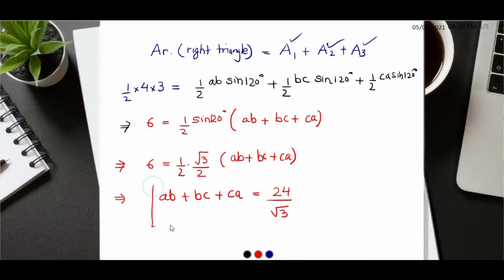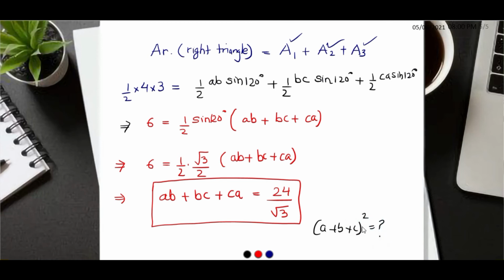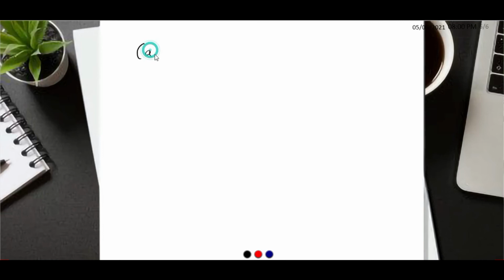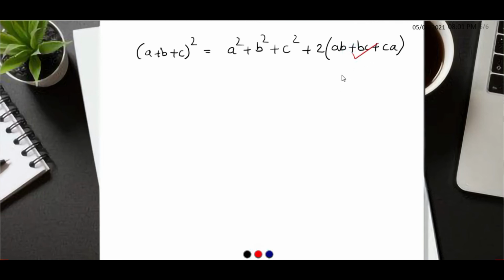Now this is one important equation which we really need to use to find A plus B plus C whole square. Now let us try to expand this. A plus B plus C whole square is equal to A square plus B square plus C square plus 2 times AB plus BC plus CA. Now we have already obtained this part. Now we need this part. So how do we get this part? By adding all the given equations.